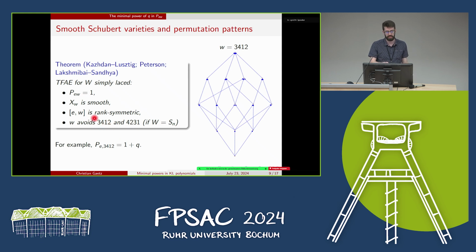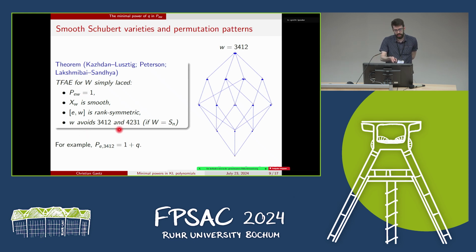What it means to say contain a pattern 3, 4, 1, 2 is that if I write the one-line notation of my permutation, then I look for subsequences of the indices such that those values are in the same relative order as 3, 4, 1, 2. Okay, so this was one of the first places that permutation patterns appeared, and this is a very nice theorem. This last point is the Lakshmibai-Sandhya theorem.